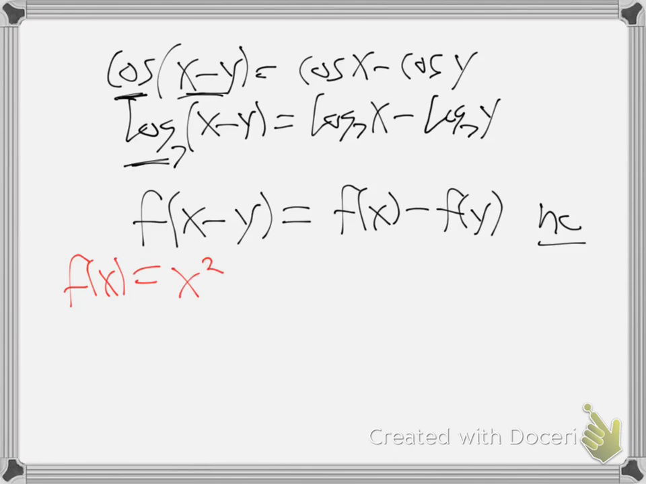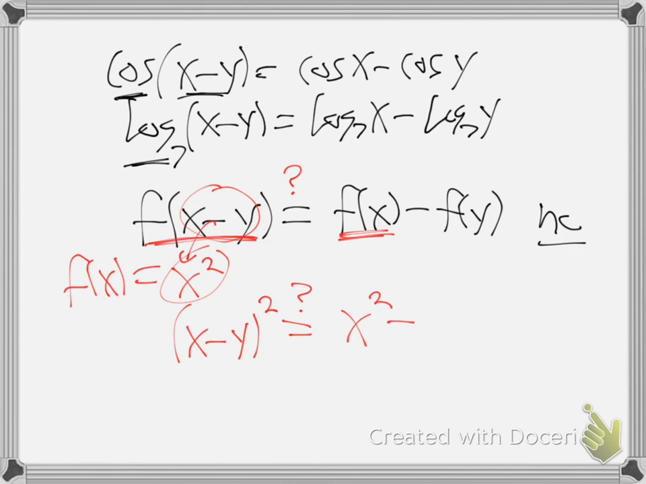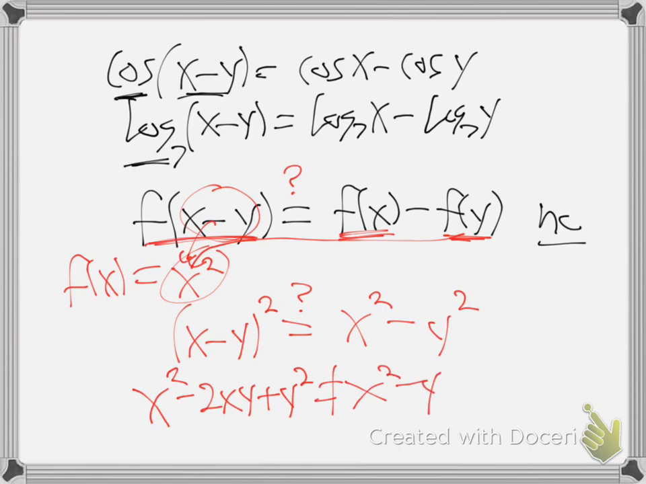How about x squared? Nice simple function. I just say f of x equals x squared, and I try it out. What is this side? Well, that just means plug x minus y into the function, okay? That'll be x minus y squared, right? Is that equal to f of x, that's just x squared, minus f of y? That means just plug y in, y squared. Are those equal? No. If you FOIL this one out, you'll get x squared minus 2xy plus y squared, right? Not equal to that one.